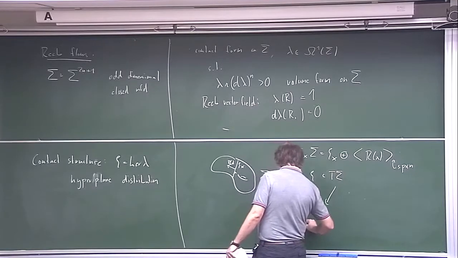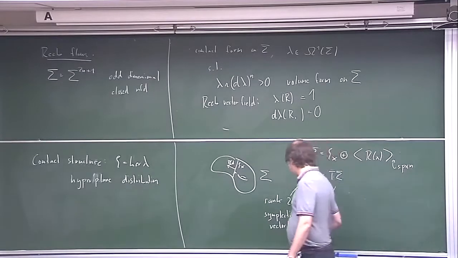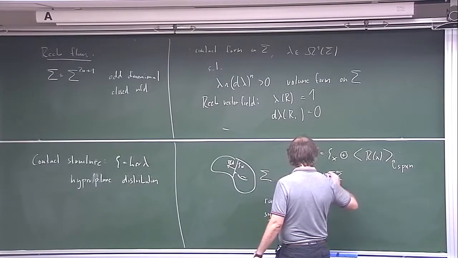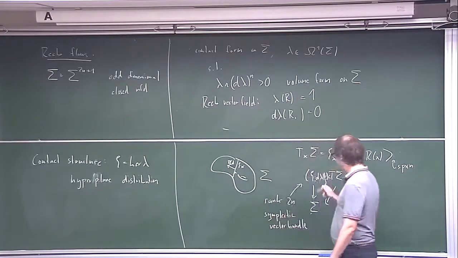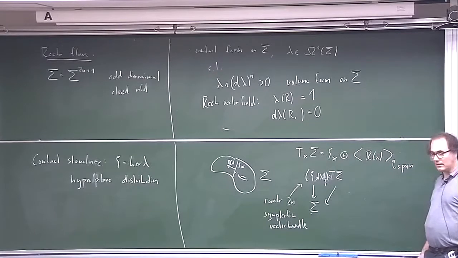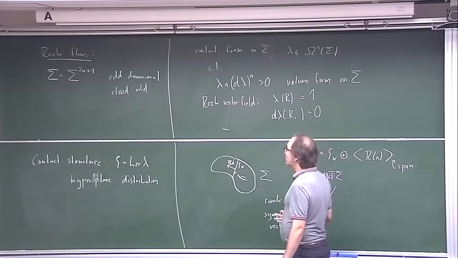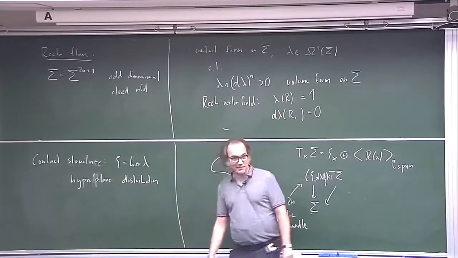And why it's symplectic, I can just restrict d lambda to psi. Namely, if I look at d lambda and restrict it to psi, then I have a symplectic vector bundle. Okay, so now I have dynamics through this real vector field.